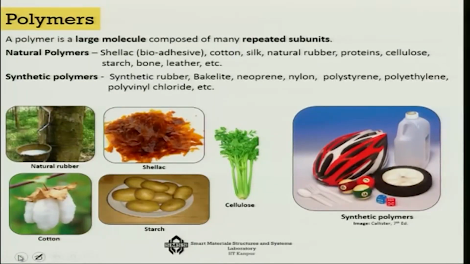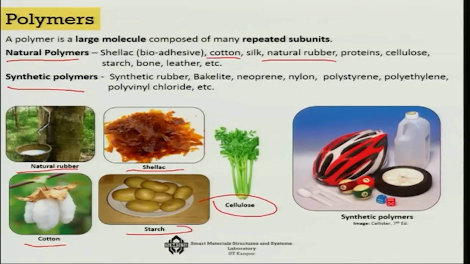Now, from the origin point of view, if you look at the polymers, I told you that you can divide them into two groups, natural polymers and synthetic polymers. Natural polymers are like the shellacs or bioadhesives. For example, you can consider some of the latex of the tree that comes out, or the cotton or the silk, natural rubber, shellacs of course I told you, and then the starch which you get from potato, or the cellulose that you get from some of the plants.